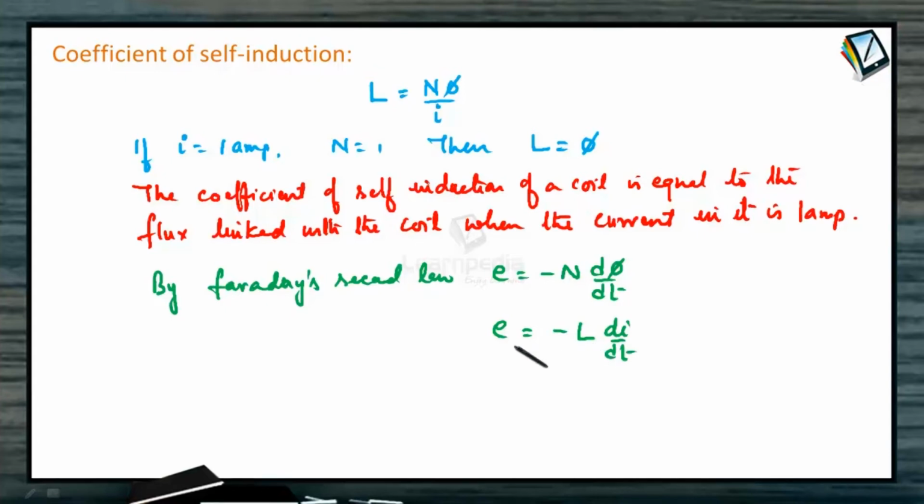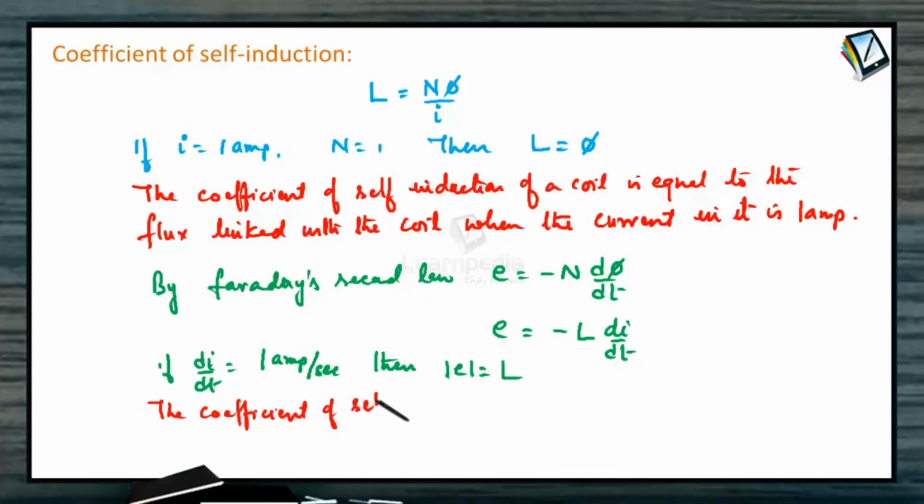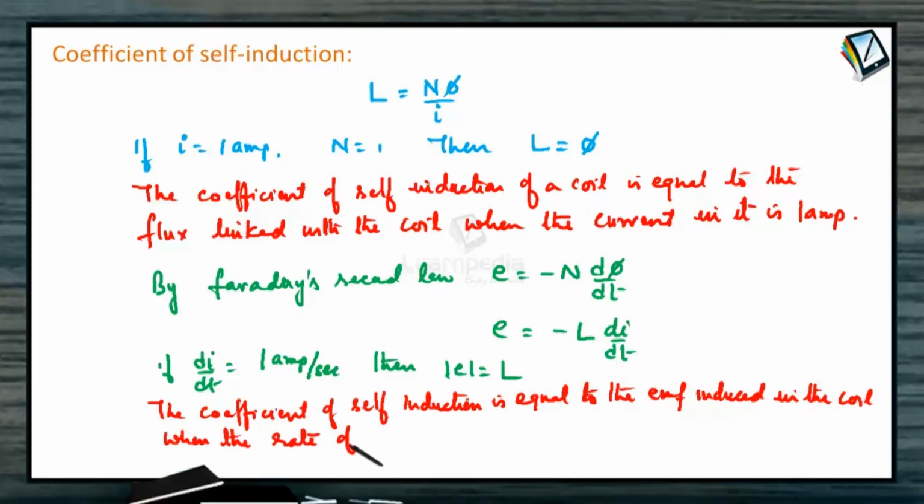The coefficient of self-induction is equal to the EMF induced in the coil when the rate of change of current in the coil is unity. So if di by dt is equal to 1 ampere per second, then the magnitude of EMF is equal to L. So we can define the coefficient of self-induction as the EMF induced in the coil when the rate of change of current in the coil is unity. Hence, the coefficient of self-induction is equal to the EMF induced in the coil when the rate of change of current in the coil is unity.